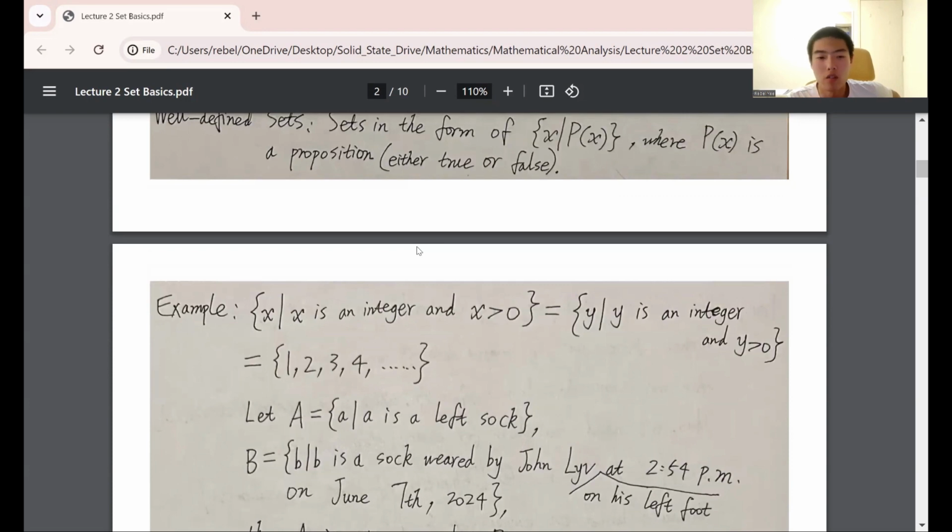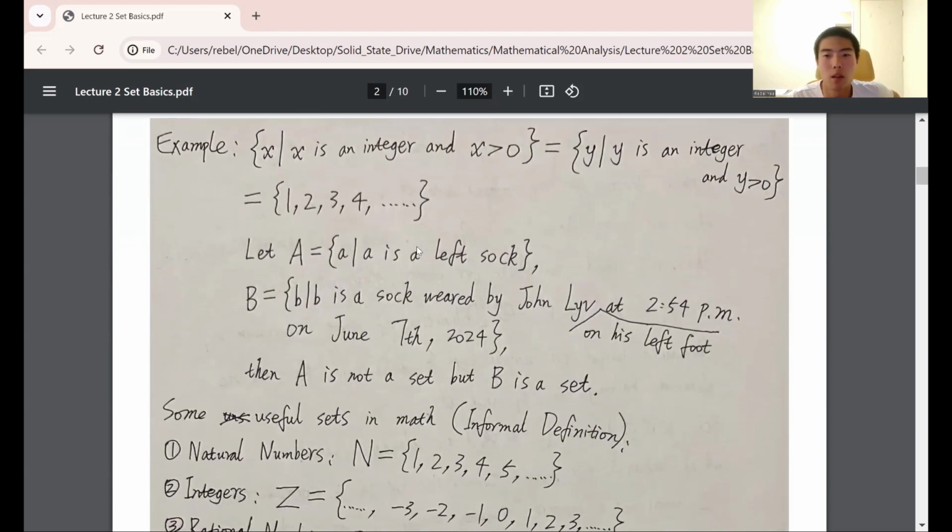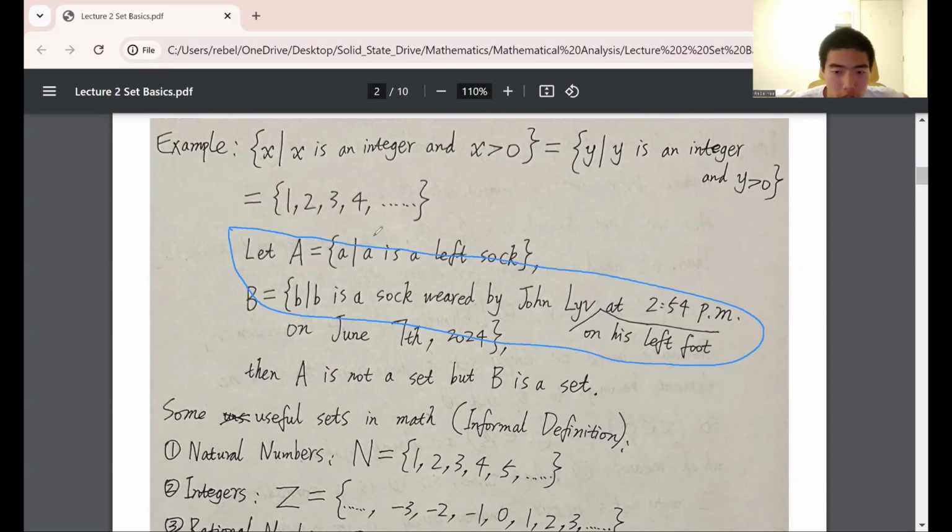So why this is important, we can see in an example later. But one interesting thing to see is the example here. Let's first view this example. Set A, with element a, given that a is a left sock. But what is a left sock? Well, it may be that right and left socks are the same. So it's undefined, right?